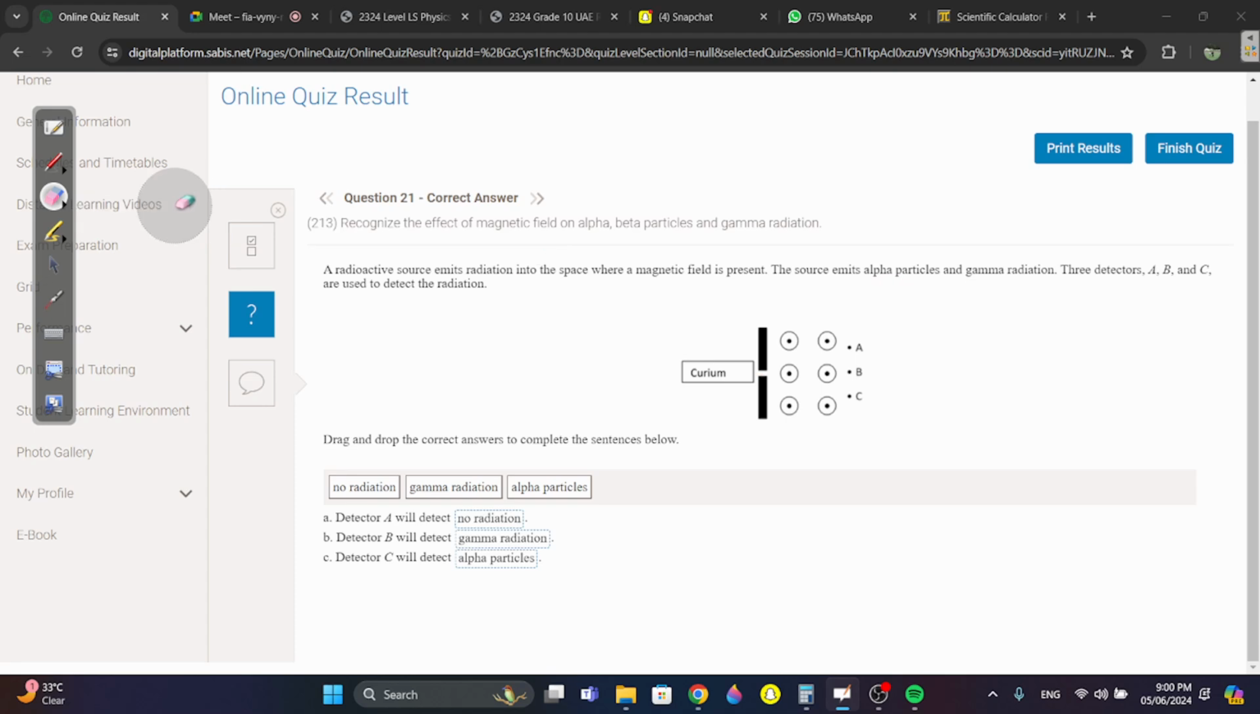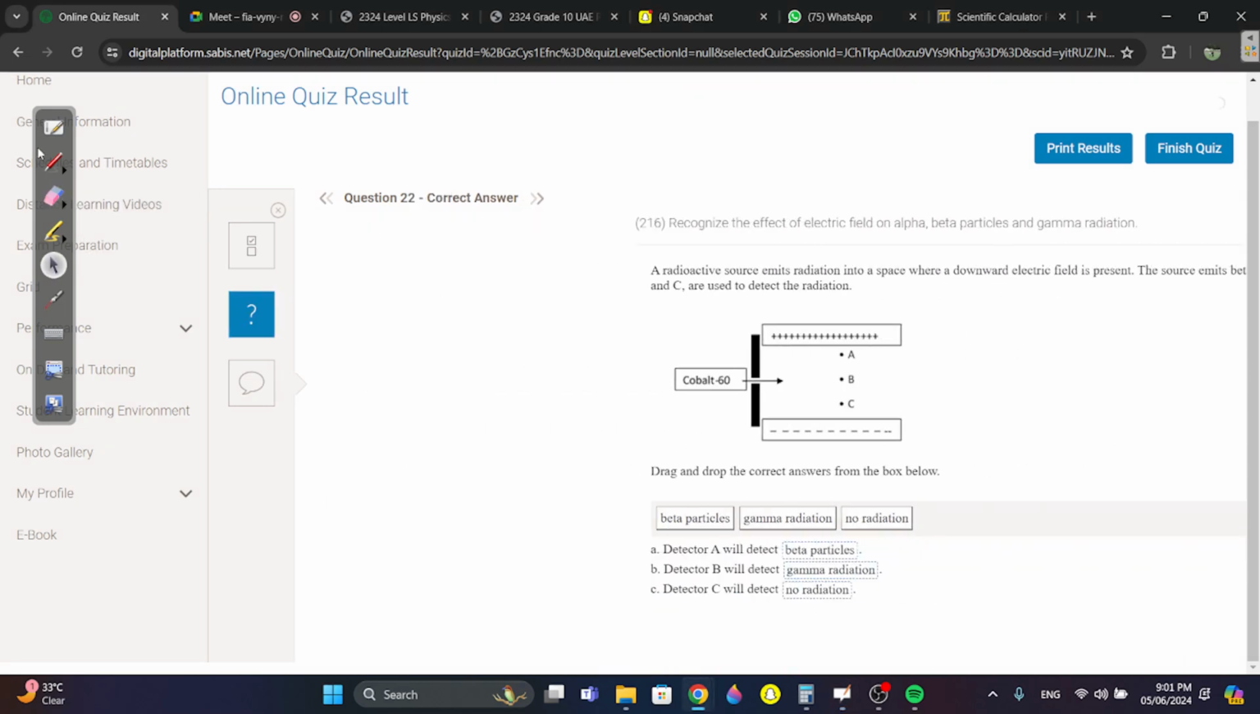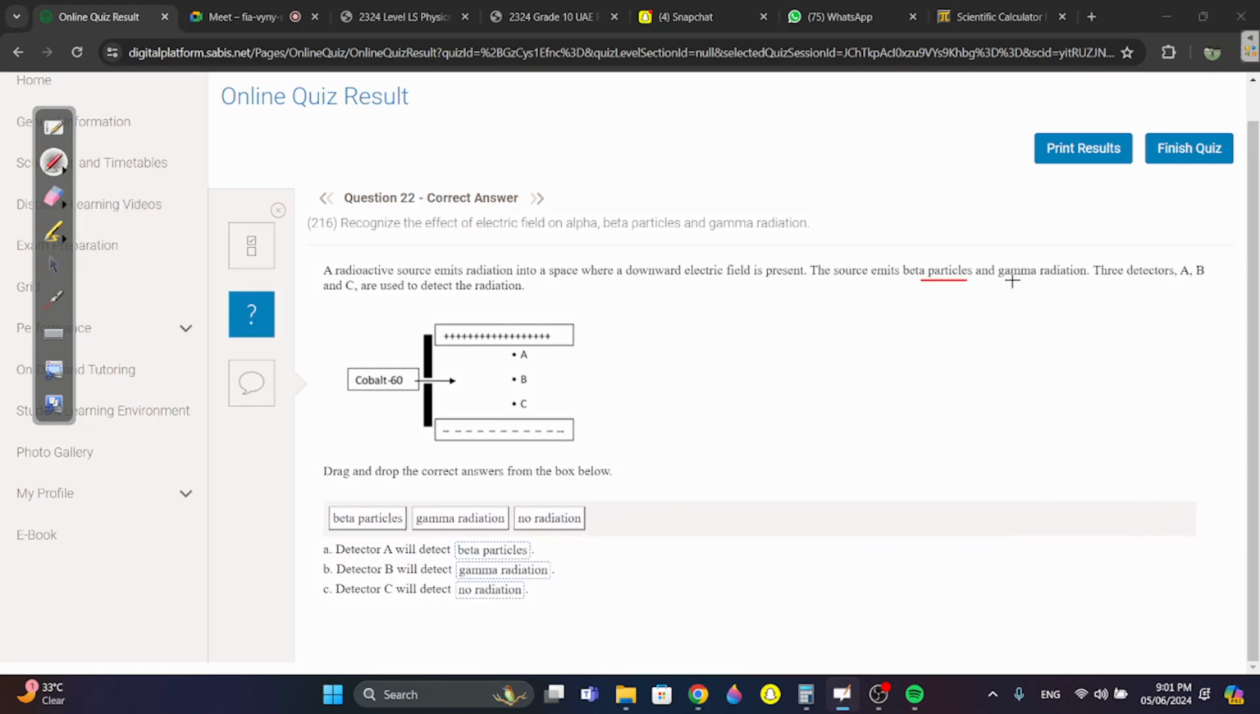Anyway, question 22. This source emits beta and gamma. This is easy. Beta, since it's negative, will obviously go up, and gamma will continue straight. And since there's no alpha, C will not detect anything. That just makes sense. A will be beta, B will be gamma, and so on.